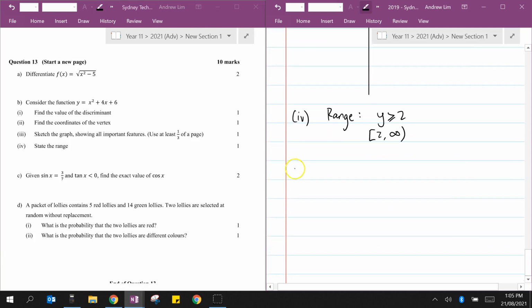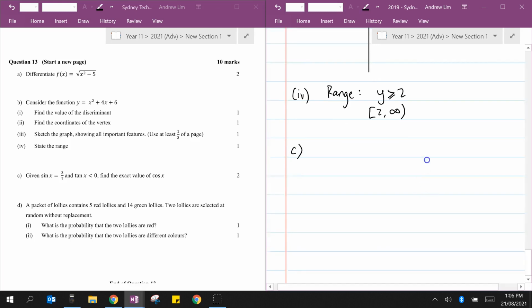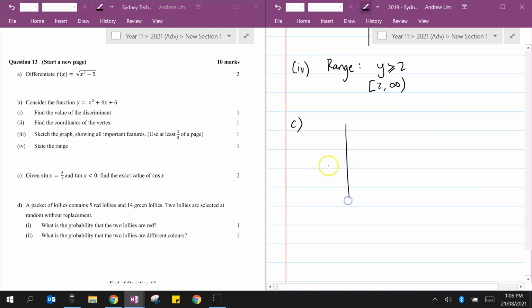Alright, question C. Given that sine x is equal to 3 over 7 and tan x is negative, find the exact value of cosine x. Okay, so what I would do here is I would draw my all stations to central. Sine is positive, but tan is negative. So where is sine positive and tan negative? It's only in quadrant 2.